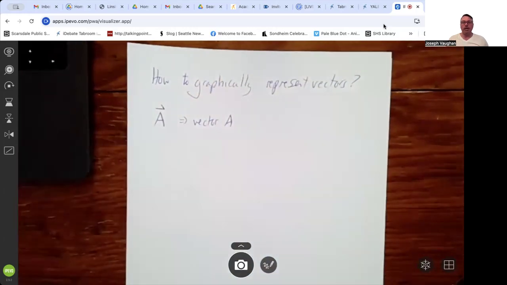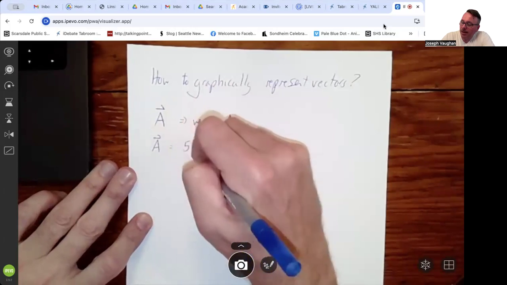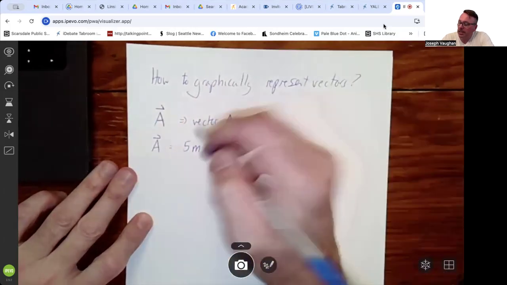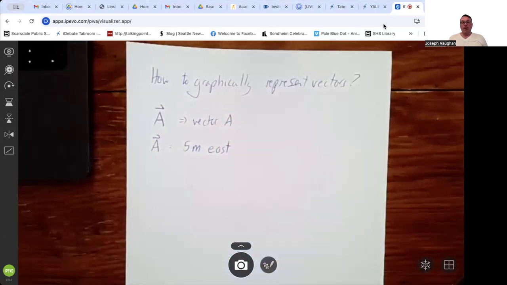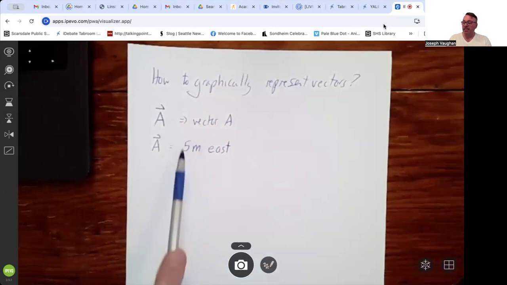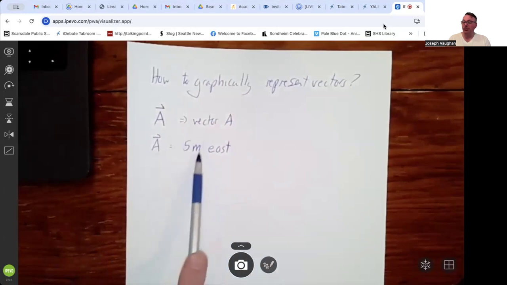Okay, vector quantity A. So let's say vector quantity A is 5 meters, and we'll just say, I don't know, east. So what we have here is a vector quantity that has both the size of the measurement, an indication of the type of measurement it is, because meters, and then the direction.